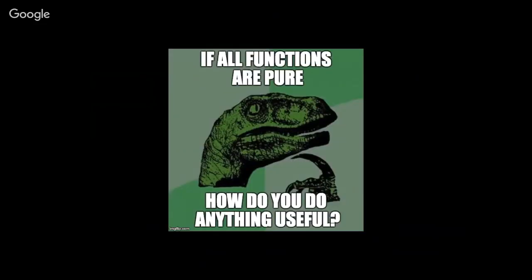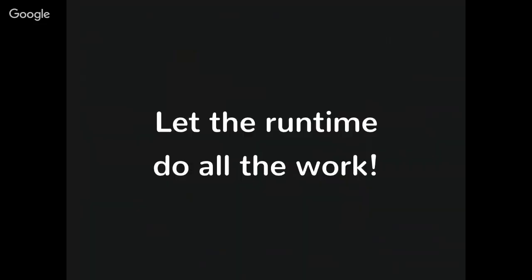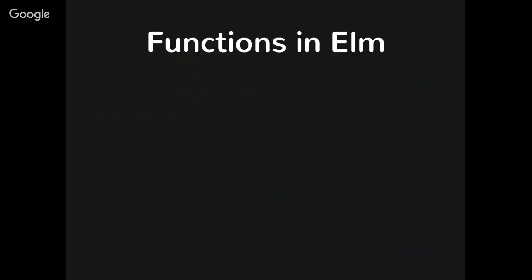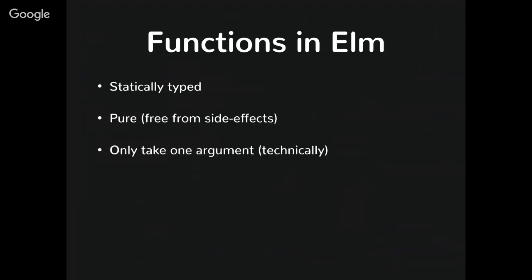And the typical response you get back from a lot of the people who haven't used a language like that is, well, how do you do anything useful if you have no side effects? The idea is that you don't. The runtime will do the work for you. You can give Elm instructions to perform on your behalf. So you can say, I'm going to return this task that I want you to do that updates the database. And it could do that if it had a database.